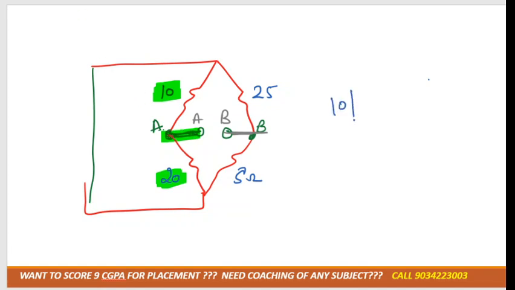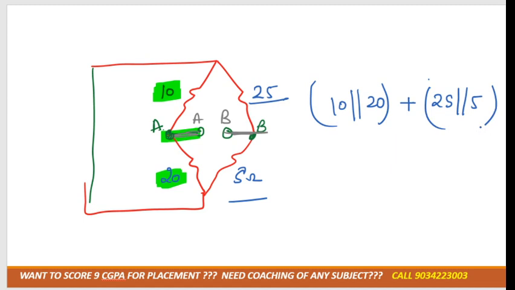So it means 10 parallel 20. Similarly, 25 and 5, are they in the same path or at different paths? Different paths. So it would be like 25 parallel 5. Then they would be connected in series. Okay. So for the Wheatstone bridge, I always do it like this: 10 parallel 20 plus 25 parallel 5. That would be the final value of Rth. Next, you can put it over in the maximum power formula.